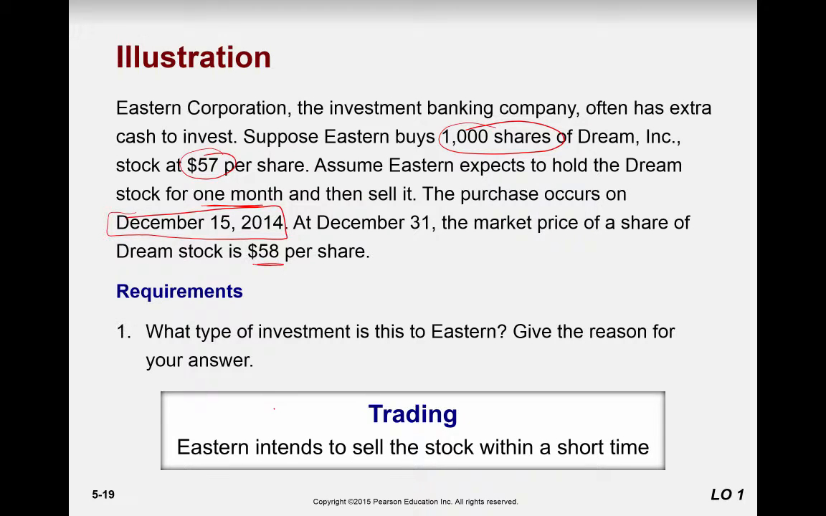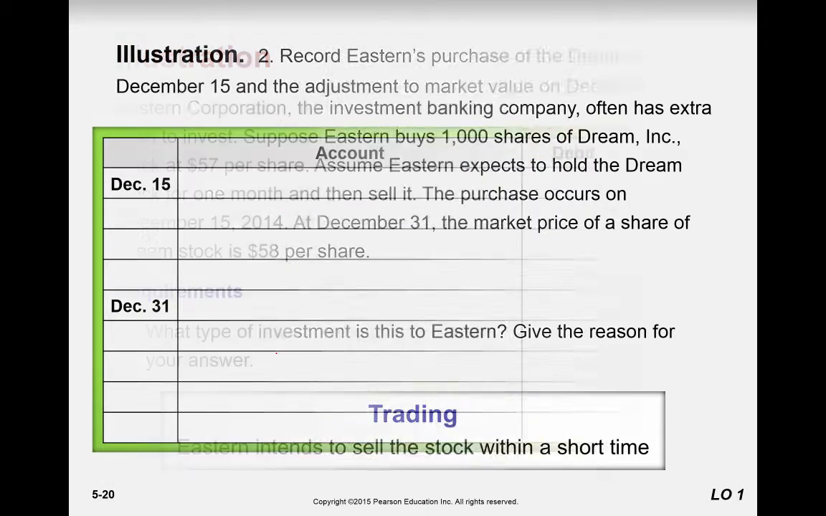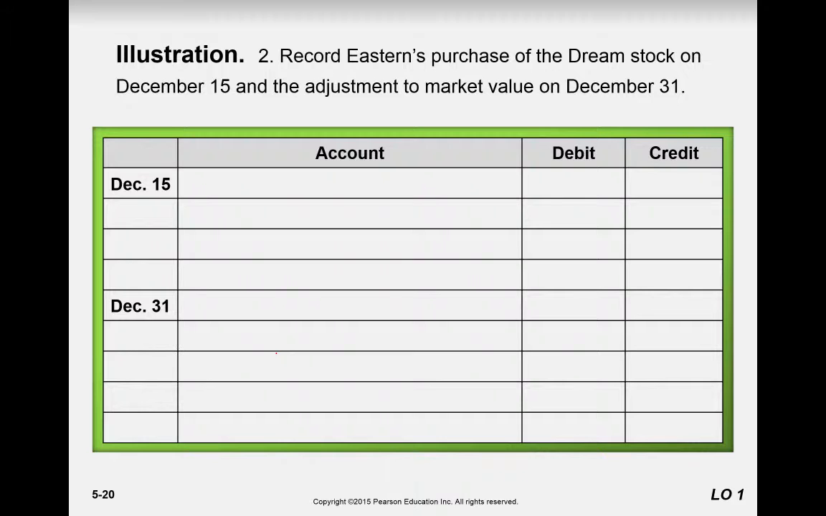Hopefully you said a trading security, right? Because you're going to do it within a month, right? So right here we have that 1 month that tells us, hey, this is a trading security. So now we want to record the purchase of the stock on December 31st and the adjustment to the market value. So we bought the stock, and remember we had 1,000 shares at $57 because we're going to adjust it to the fair market value of 58 in our December 31st entry.